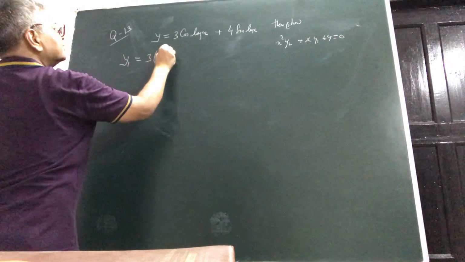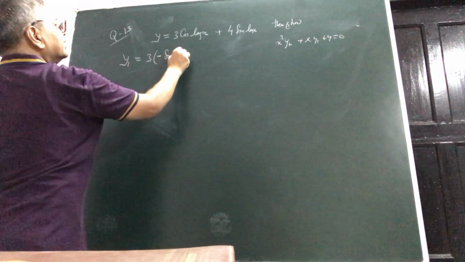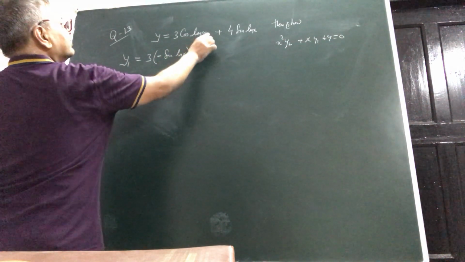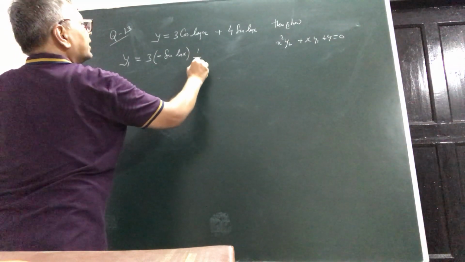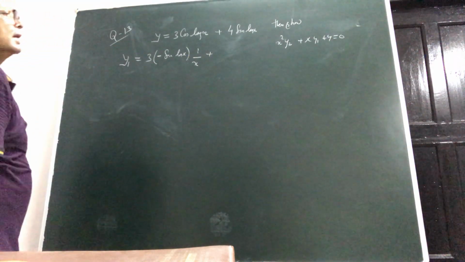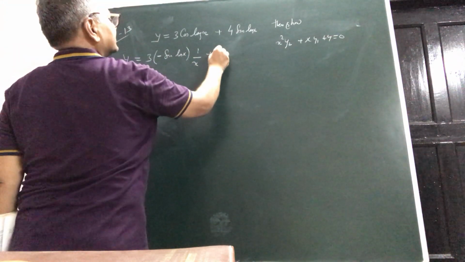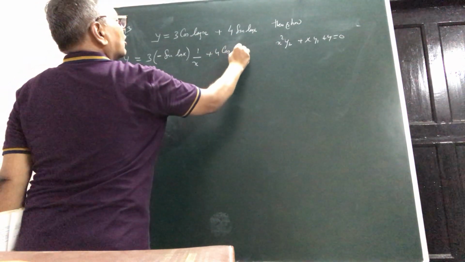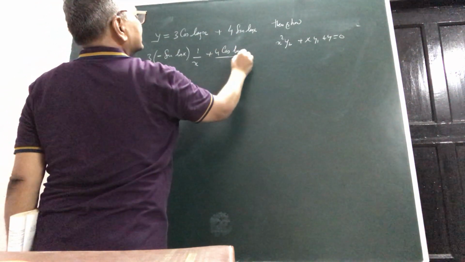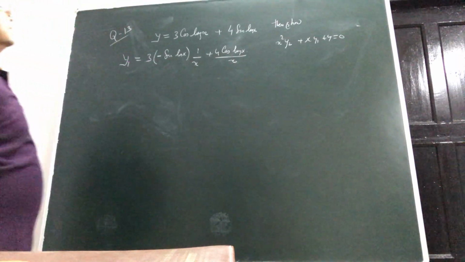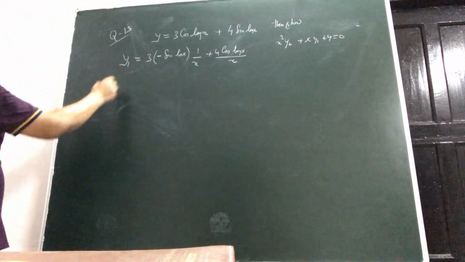So minus sin of t, where t is your log x, and then the derivative of log x with respect to x. Likewise here, 4 sin log x will give 4 cos log x into 1 by x. So it is this much of a thing. So this is that first derivative.